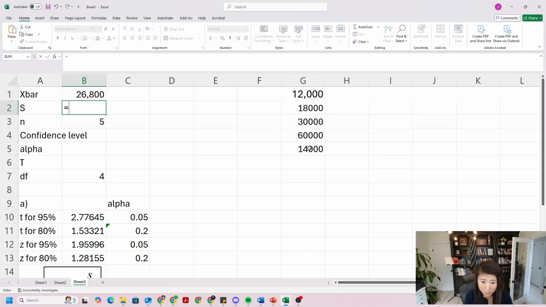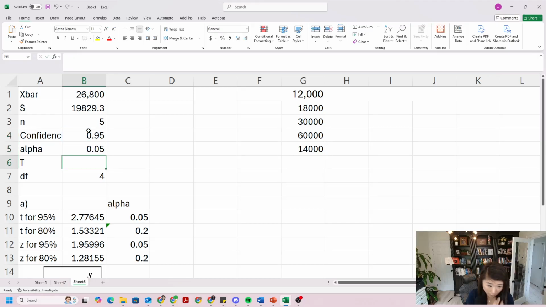And for the sample standard deviation, it is STDEV.S. Remember, it's a sample, so therefore it has to be .S. And then we select the data. So now we are able to get our x bar and s, and for my confidence level, this is the 95% confidence. My alpha is equal to 1 minus the confidence level, right? That gives us the alpha value. Now we can calculate the t-stats again.